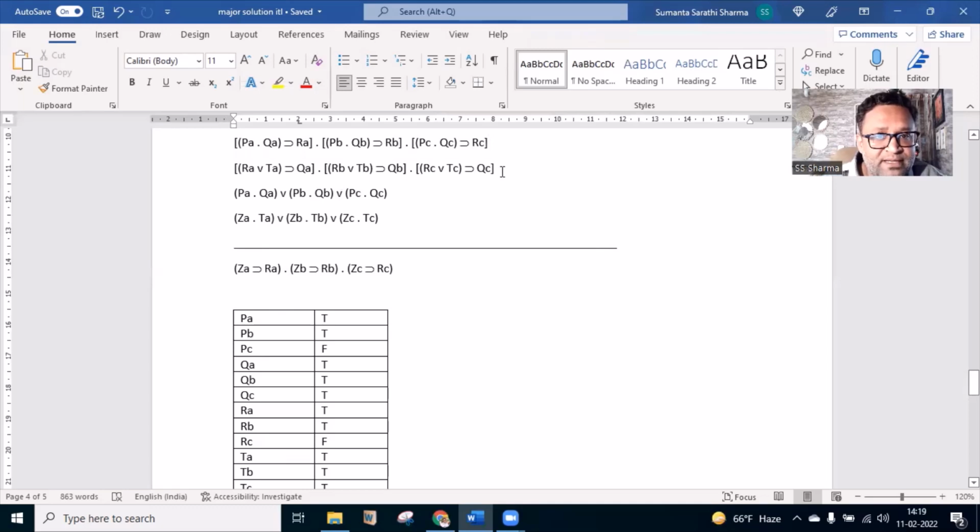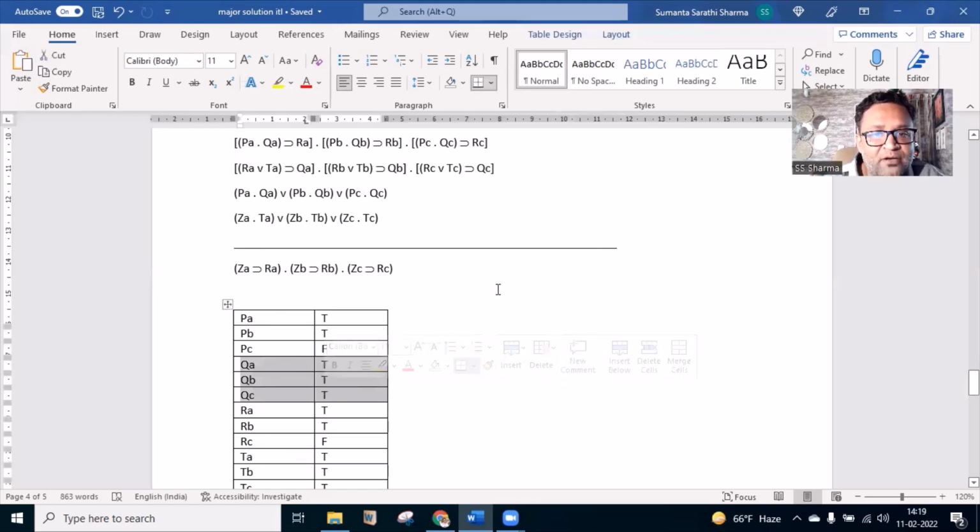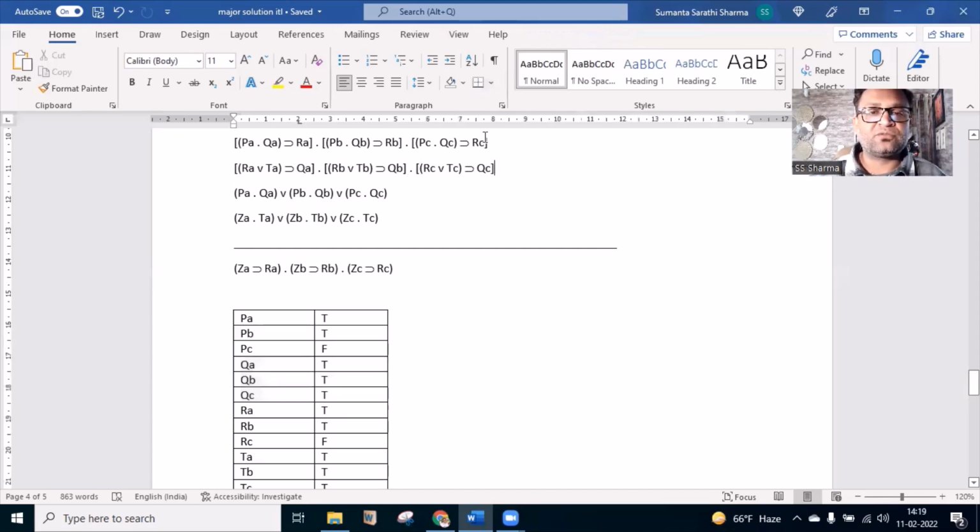Now let us come to the second line. Again, in the second line, the important thing is whether QA, QB, QC are true. Now you can see that QA, QB, QC all are true. So QA is true, QB is true, and QC is true. So irrespective of whatever value RC wedge TC or RB wedge TB or RA wedge TA will come out to be, since QA, QB, and QC are true, this whole function will be true. So we have made both these lines true.